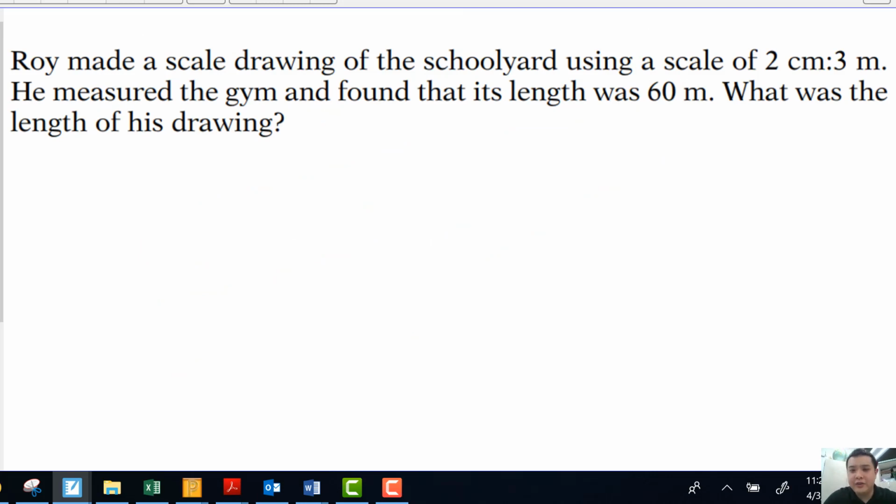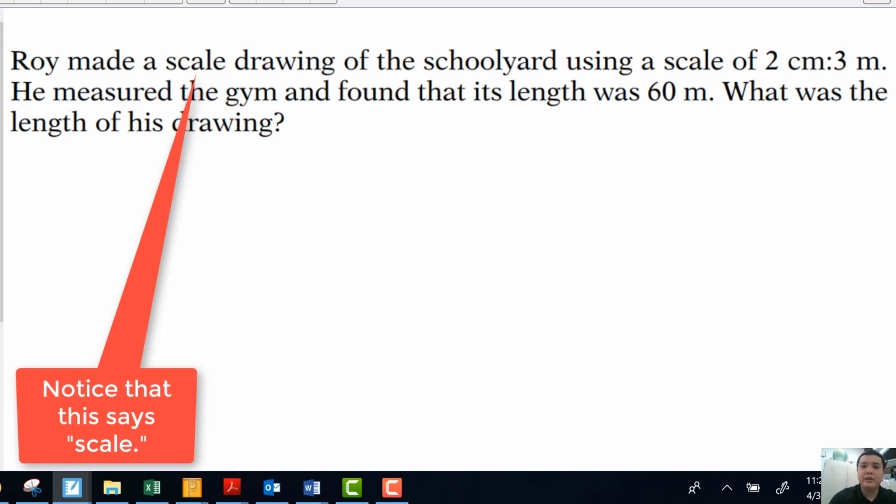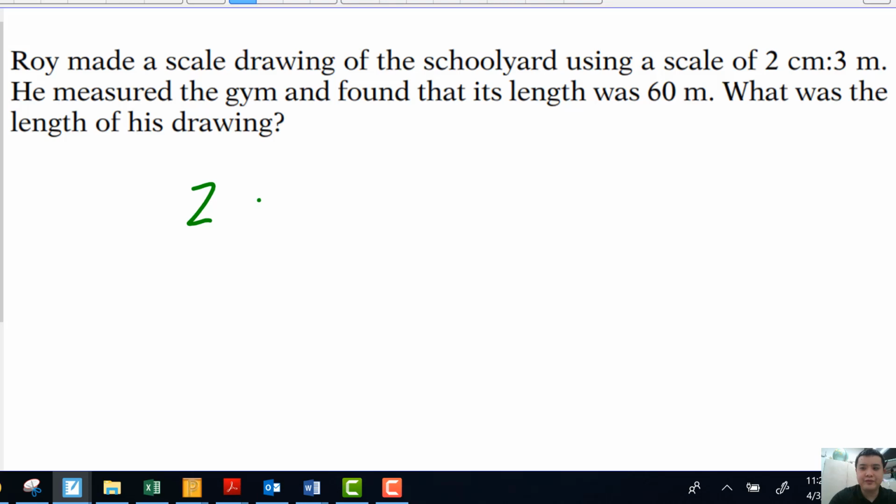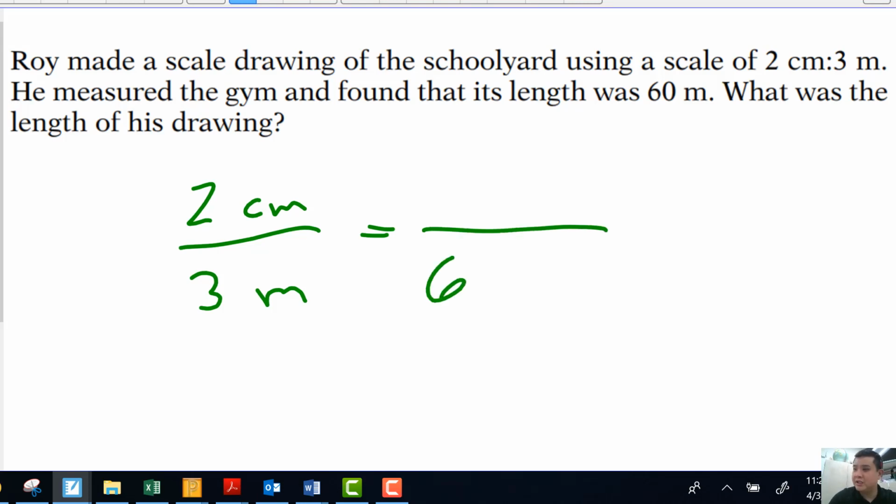This question: Roy made a scale drawing of the schoolyard using a scale of 2 centimeters to 3 meters. He measured the gym and found that it had a length of 60 meters. What is the length of his drawing? Okay. So we have a scale of 2 centimeters to 3 meters. And we know that the gym is actually 60 meters. So right here, we don't know what the length of his drawing is. So we use x.